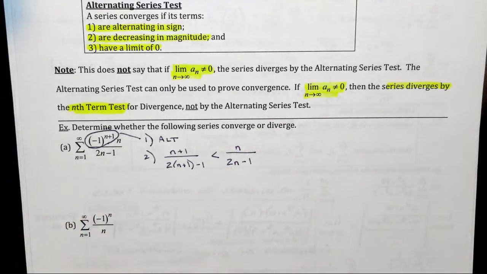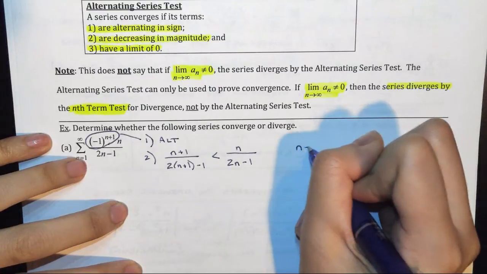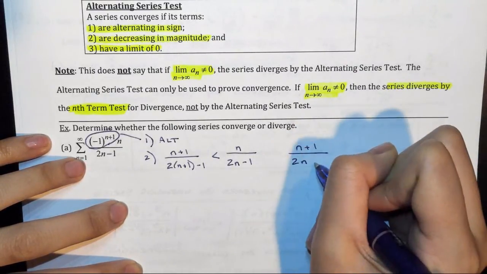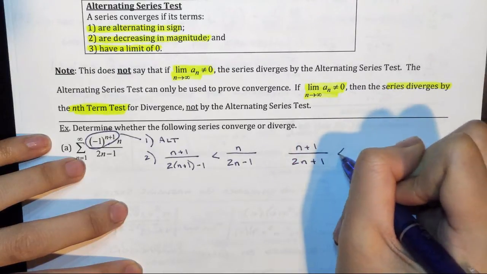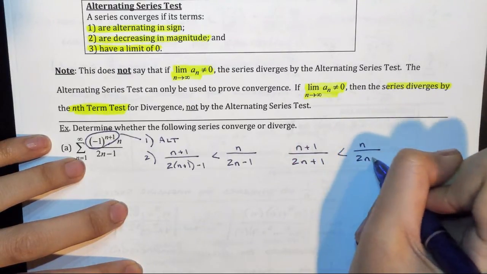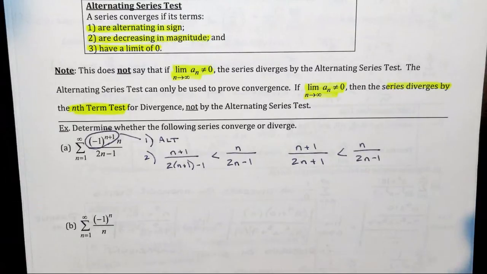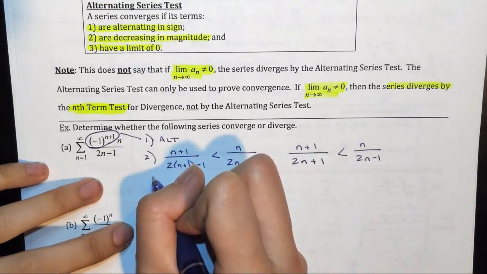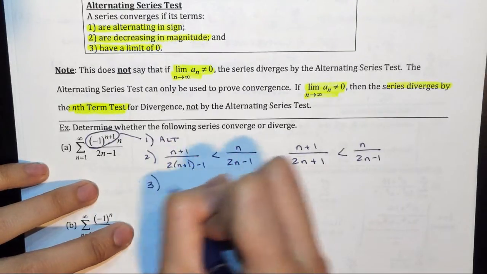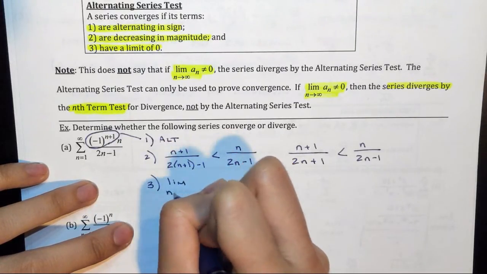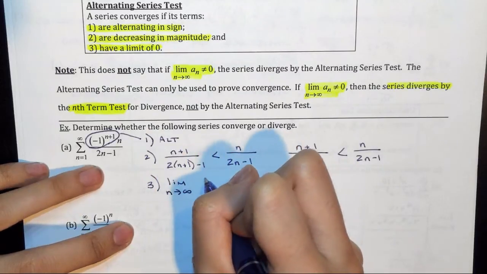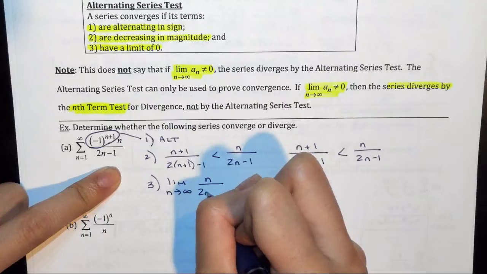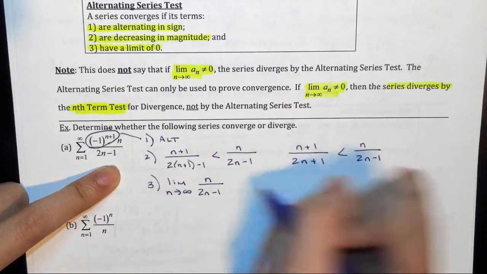And that is n plus 1 over 2n plus 1 is going to be smaller than n over 2n minus 1. And that's true. So it's decreasing in magnitude. And 3, we need to prove that the limit as n goes to infinity of the part that's not alternating, n over 2n minus 1, goes to 0.